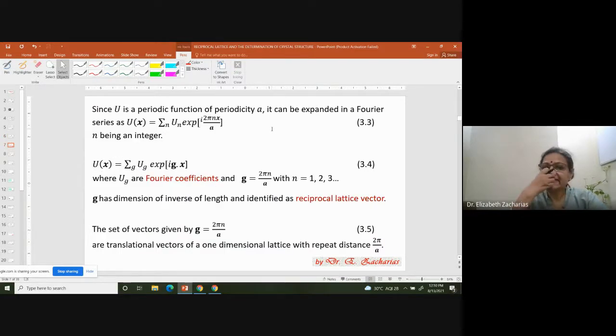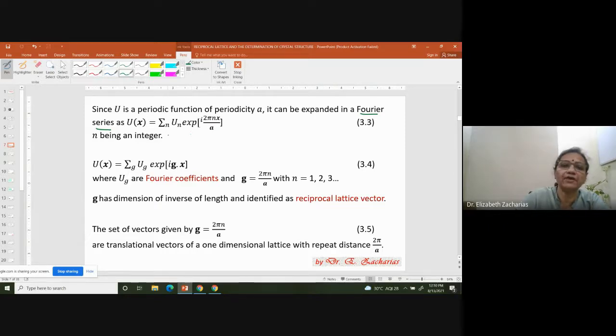Okay. So now U is a periodic function with periodicity A. Potential energy is a periodic function. Therefore, now comes your Fourier series. You can represent it as a Fourier series. You can write it as U of x is equal to some summation Un exponential i 2 pi n x by A. This is mathematics.